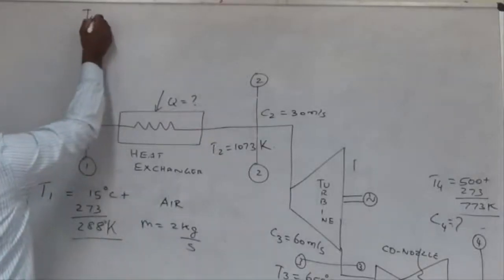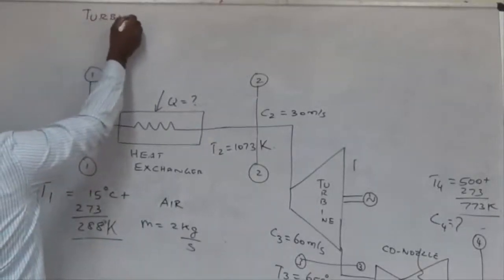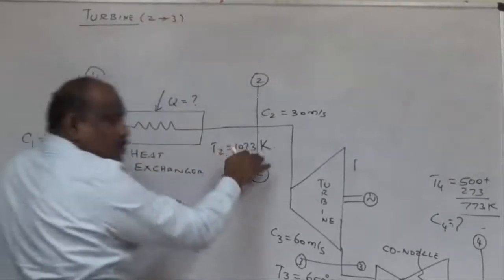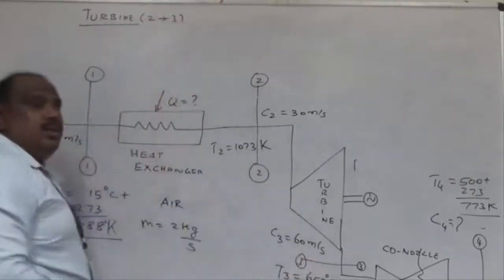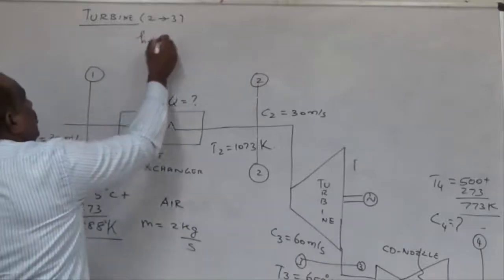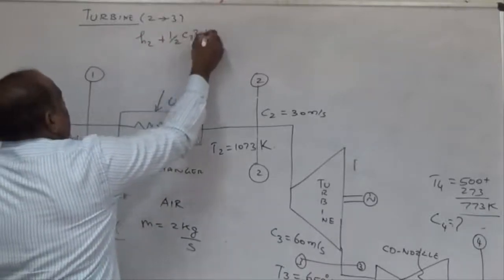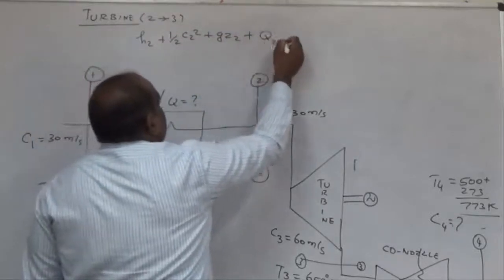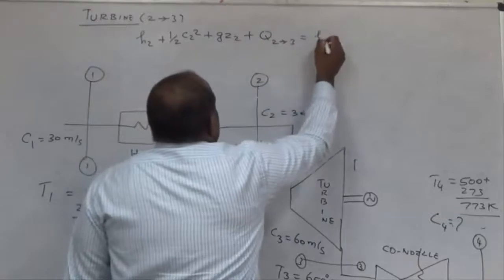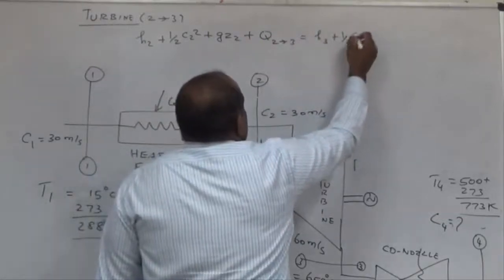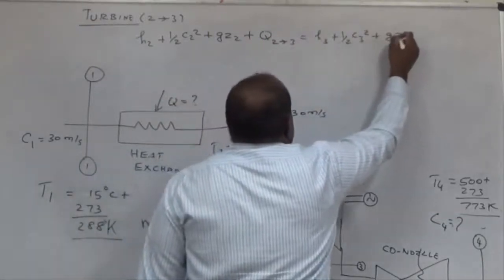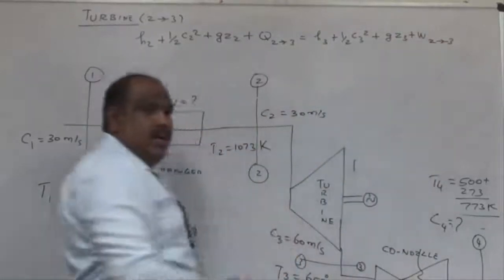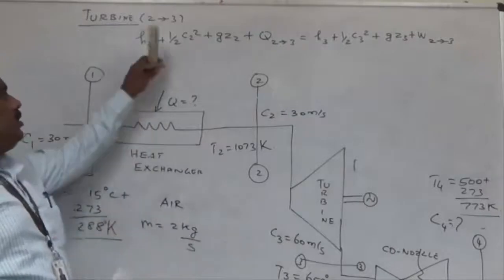Let us take the case of turbine. Once again, the states are from 2 to 3. The inlet is 2, the exit is 3. So now I can write H2 plus half C2 squared plus gZ2 plus Q 2 to 3 is equal to H3 plus half C3 squared plus gZ3 plus W 2 to 3. Instead of 1 and 2, I am writing 2 and 3.